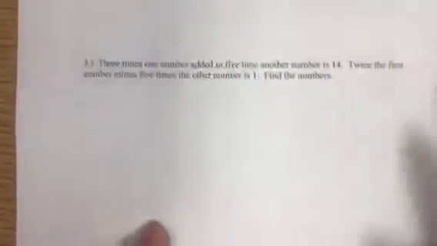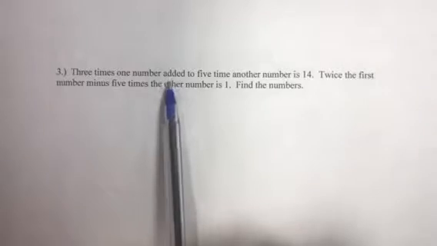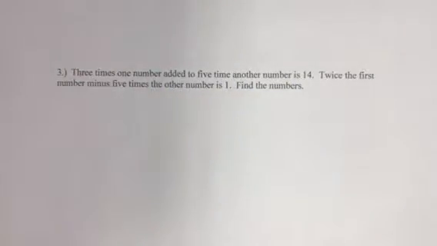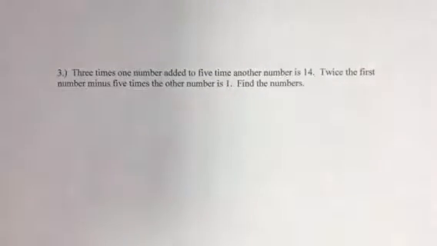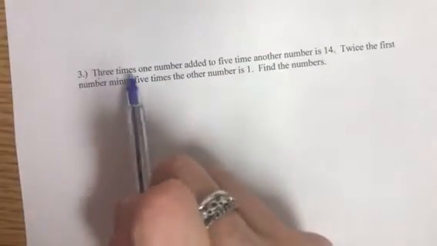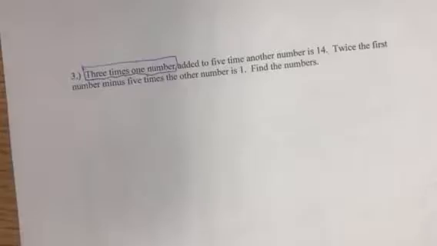Okay, so let's also take a look at number 3. Number 3 says 3 times one number added to 5 times, oops, that should have an s, another number is 14. Okay, so we see the period, the end of the sentence, so that's going to be our first equation that we want to write. So if we go through and we break this down, 3 times one number. Okay, so hopefully you know that 3 is multiplication. One number, we said that we're going to assign a variable to it, so we have 3x.